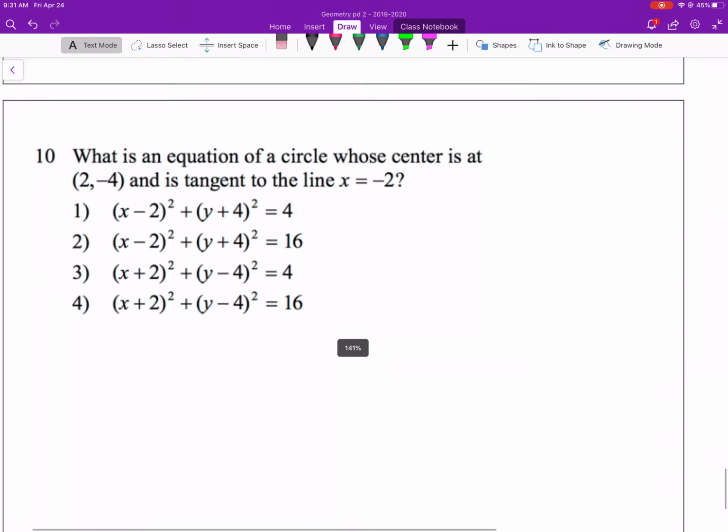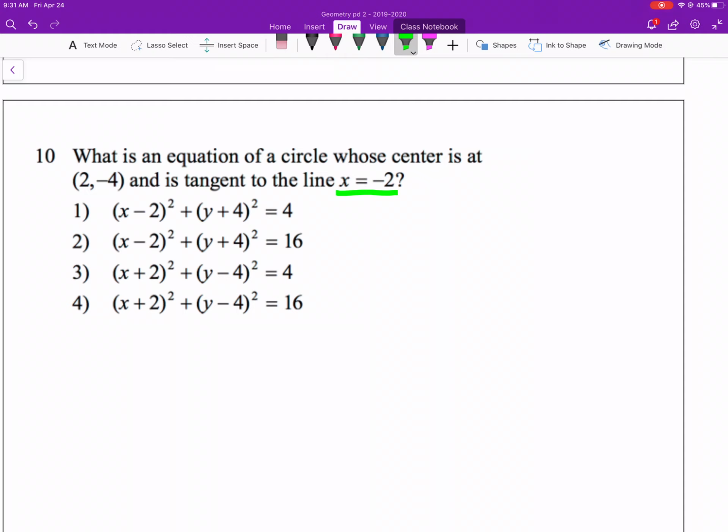Alright, and finally, number 10 here. What is an equation of a circle whose center is at (2, -4), and is tangent to the line x equals -2? Now, to be tangent to a line, that essentially means that this line, x equals -2, is a line that hits the circle at one point. Remember what a tangent is? We talked about tangents, secants, chords, all that. A tangent hits something one time at one specific point. Okay, in this case, it hits a circle.